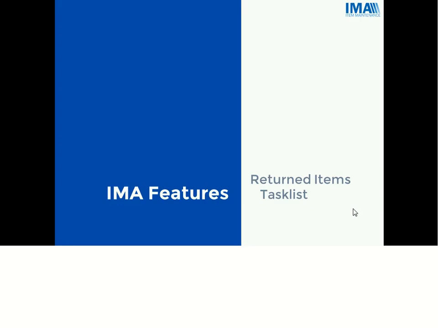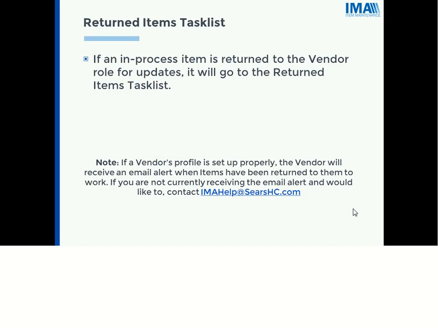Okay, we will move on then to your returned items task list. If an in-process item is returned to the vendor role for updates, it's going to go to your returned items task list. So if you've synced over your items and put them in your grid, completed the information, and approved it, and it went through on to the merchant role, if at some point before it becomes operational it gets returned to you, it's going to show up in this returned items task list.